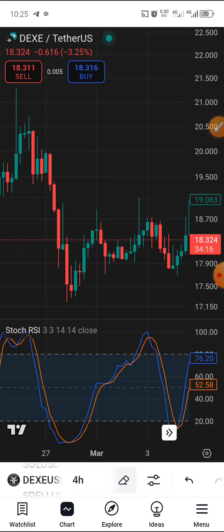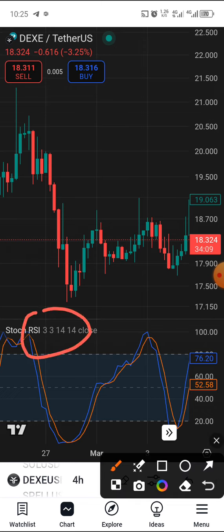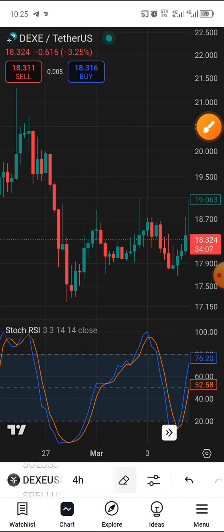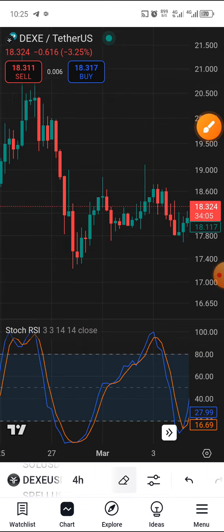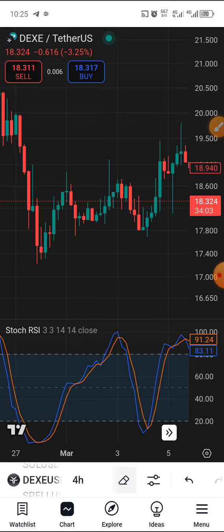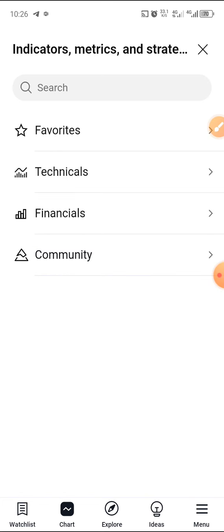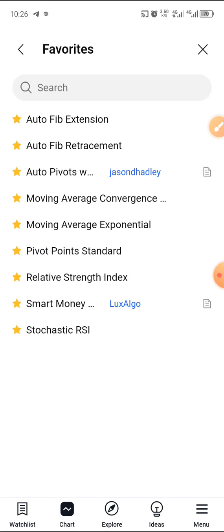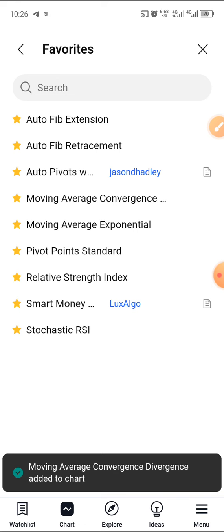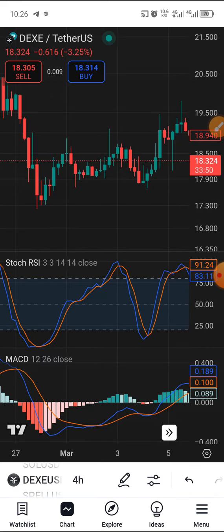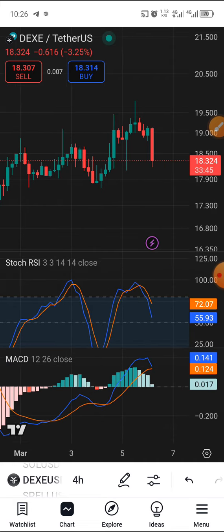Basing on the indicators we already know, like one, we are going to use this one, the stochastic RSI, and maybe we use the moving average convergence divergence indicator, the MACD. Okay, so let me put them all in our chart.